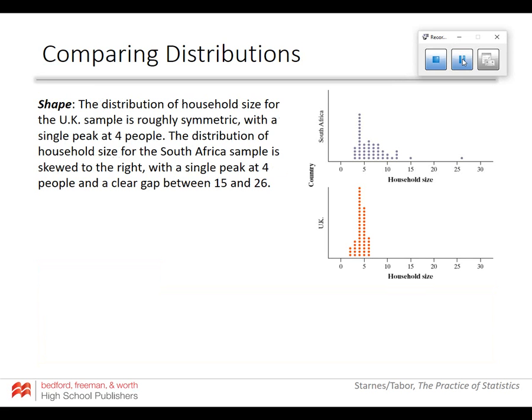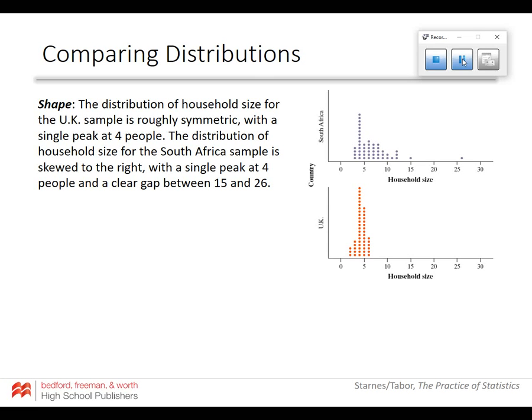Okay, so here I've written the distribution of household size for the UK sample is roughly symmetric. They said with a single peak at 4, you don't really have to write that. You can just say roughly symmetric. The distribution of household size for South Africa sample is skewed to the right. They're really specific, said with a single peak at 4 and a clear gap. So I'm going to talk about all those other features in a minute.